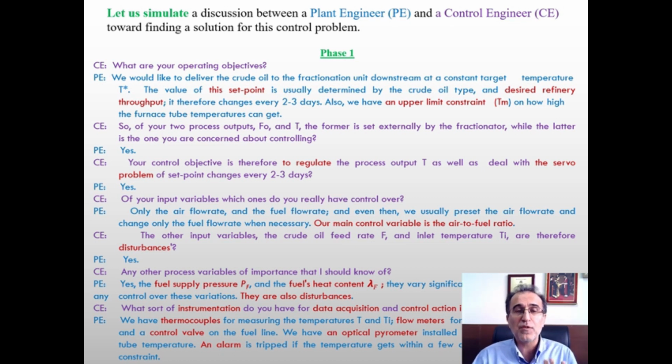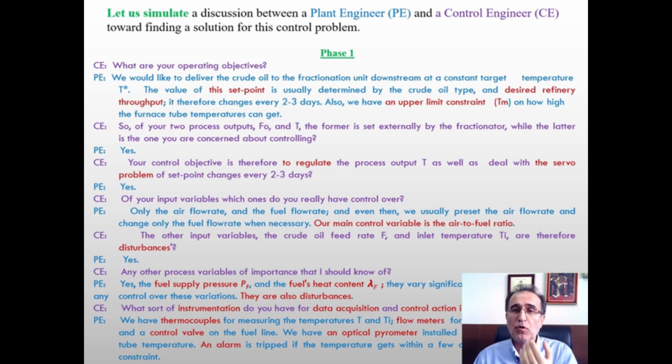The control engineer, in purple here, asks what your operating objective is, and the plant engineer explains what we mentioned about the delivery of the crude oil at some desired temperature to the fractionator, and also says that this value is a set point that will change every 2 to 3 days, and also you have an upper limit and something like that.